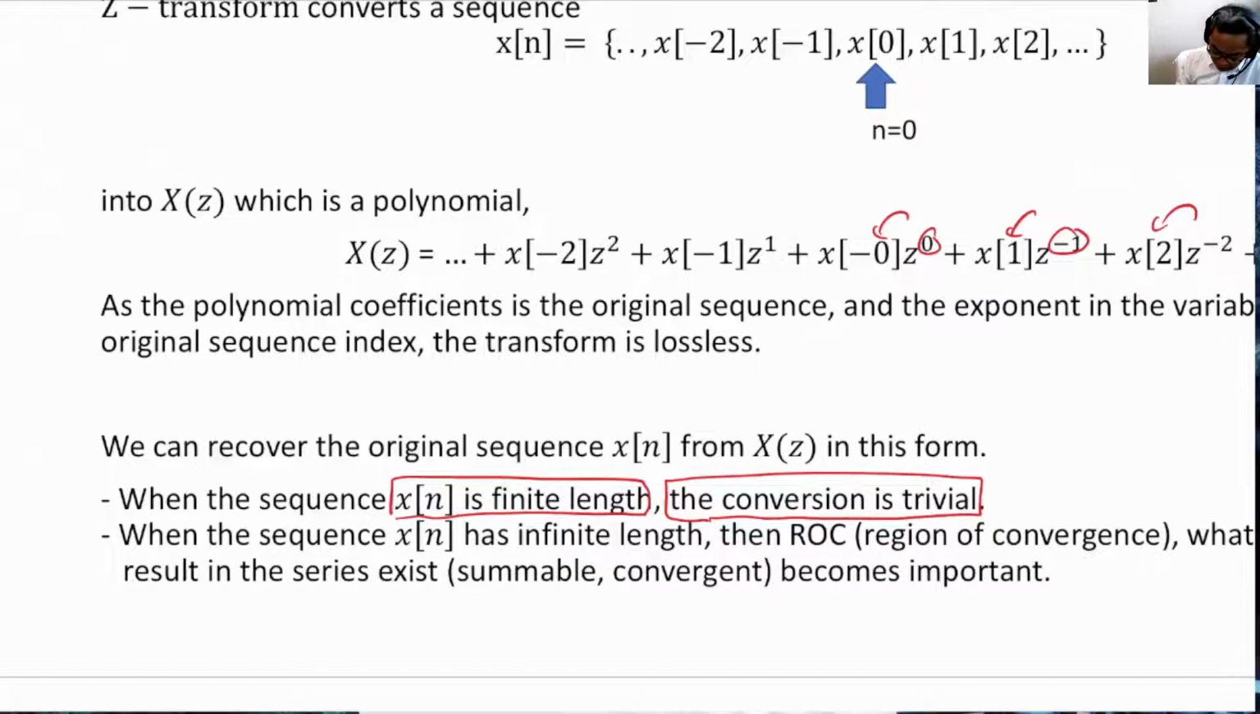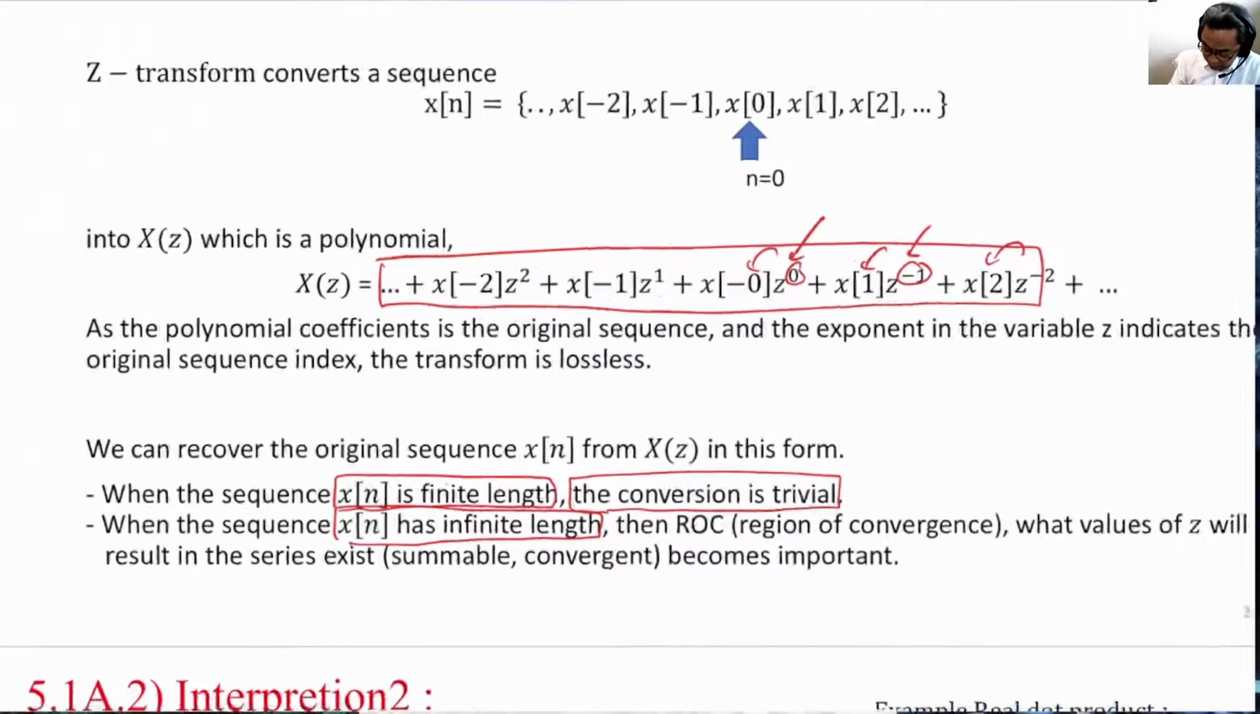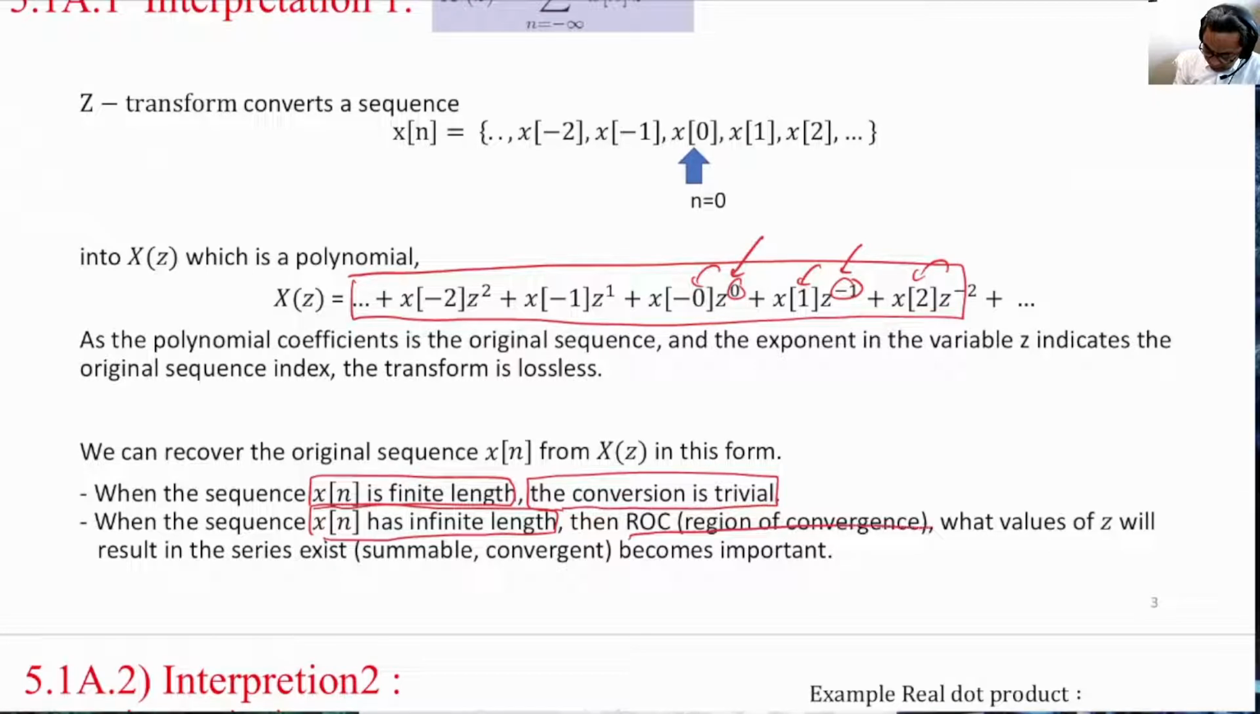However, when x of n is infinite, it is important to choose an appropriate z such that the series, because this is an infinite sum, can converge. So the region of convergence becomes important. We have to select particular values of z such that the Z-transform exists. So that was studied under the topic of region of convergence.